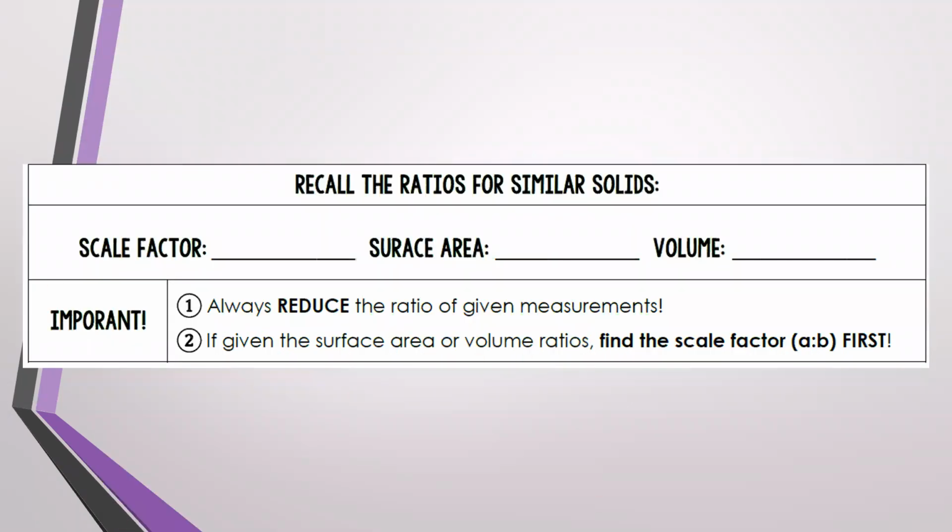Okay, so one more time. We've got 3 different ratios. We've got our scale factor, A to B, our surface area, A squared to B squared, and our volume, A cubed to B cubed. Always reduce your ratio. Always check, can this fraction reduce? If it doesn't reduce, then that's fine. But if it does reduce, you want to use the reduced version. And then just like I said, if you're given the surface area or you're given the volume, you have to find your scale factor first.